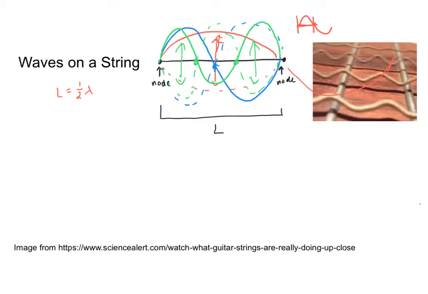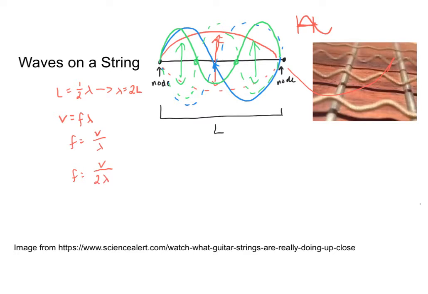Now I also know that the speed of the wave on the string is equal to f times lambda, the frequency of the wave times its wavelength. I can rewrite that as frequency is equal to v over lambda. And knowing that lambda is equal to 2 times the length of my string, I can then say that frequency is equal to v over 2L.